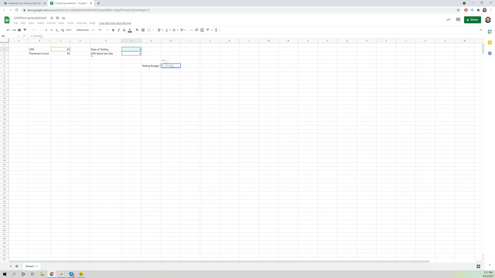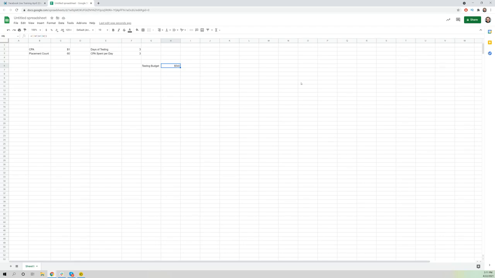We're going to do the CPA times the CPA spent per day times the days of testing, which brings us to 9, which is exactly what we're going to spend per placement during the 3-day period, right? So $9 times the amount of placements is our calculation. So for this specific campaign, if we have a payout of $1 and 60 placements, and we're going to follow the 3-day rule, then we need a testing budget of $540.